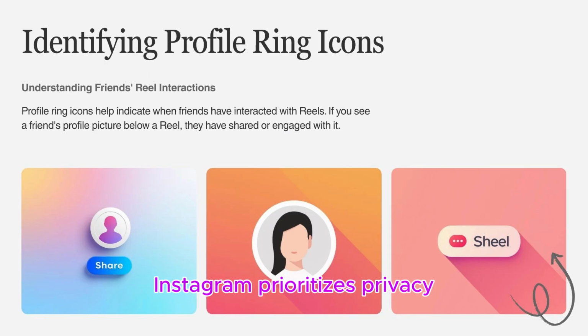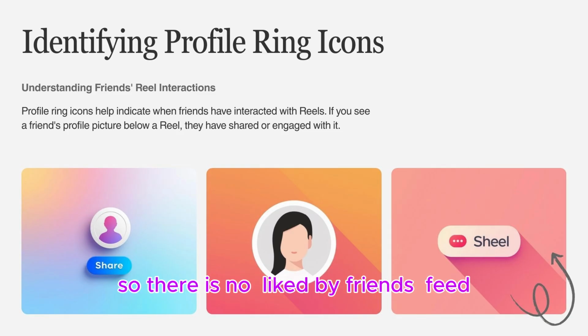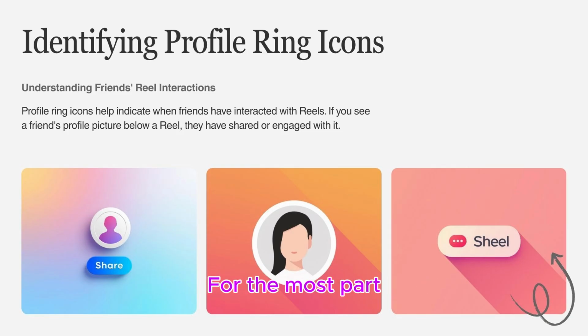Instagram prioritizes privacy, so there is no liked by friends feed. For the most part, you cannot track your friends' specific likes.